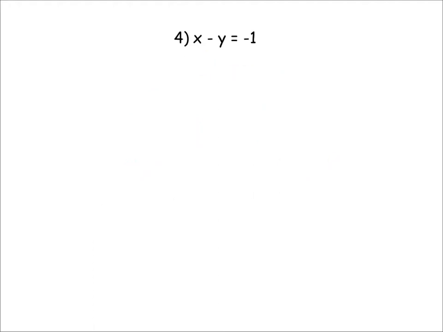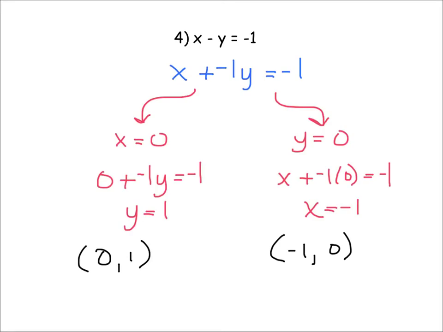All right, I want you to go ahead and do number 4 on your own and just make sure you take care of additive inverse first. All right, I went ahead and changed additive inverse, and I plugged in 0 for x, and I received the point of 0, 1. And I plugged in y equals 0, and I got x was equal to negative 1. So my ordered pairs were 0, 1, and negative 1, 0.